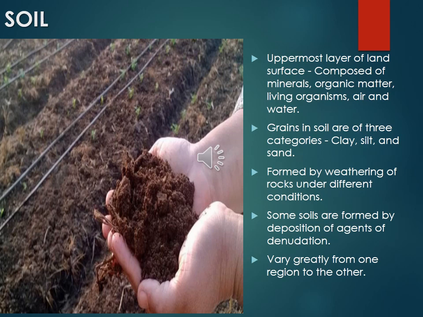If you take soil in a particular area, it is very soft, and the size of the soil grains is very small. But in some other region, there may be a difference in size. The size of the soil may vary. That's why they say the grains in the soil are of three categories: clay, silt and sand.